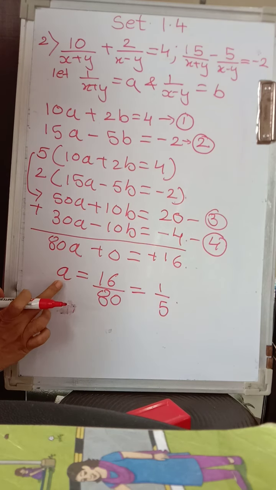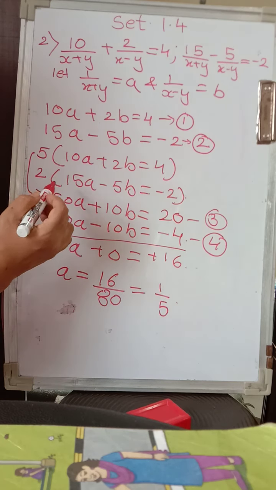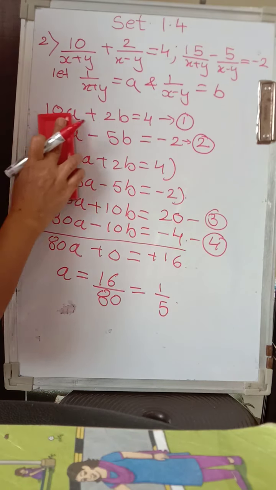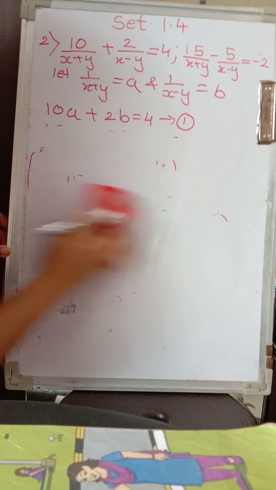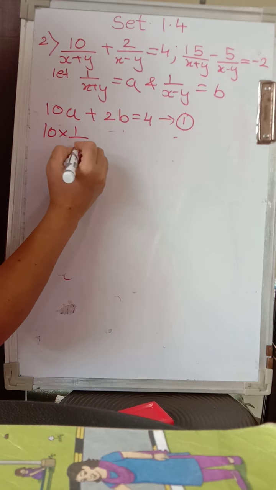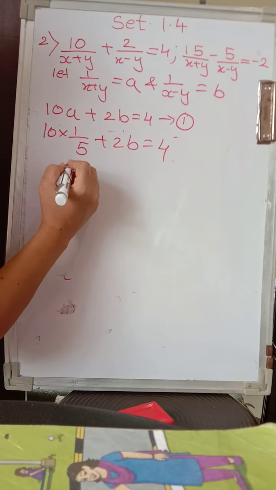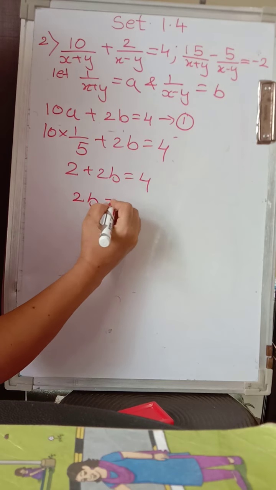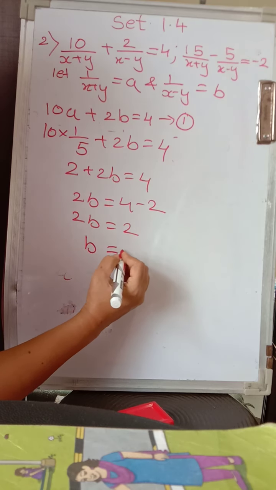Let us substitute the value of a in one of these equations to get b. So we'll choose the smaller equation over here. We'll use the first equation itself. A is 1 upon 5. Remember that. So let us do it quickly. So 10 into 1 upon 5 plus 2b is equal to 4. So here we get 2 plus 2b is equal to 4. So 2b is equal to 4 minus 2. 2b is equal to 2 and therefore we got b is equal to 1.